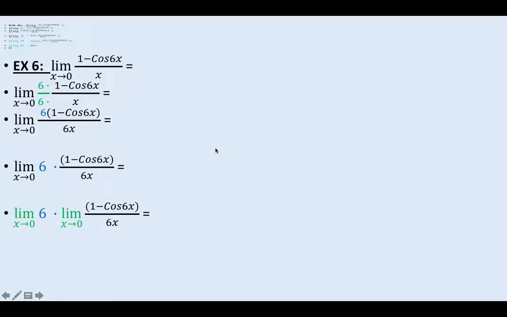I separate it into 2 separate limits. I know for sure that this is 0, and I know that the limit as x approaches 0 of 6 is just 6. It's just going to be 6 times 0. And anything times 0 is just 0. So basically from here, we could have already seen that fact. So you don't have to go into further steps if you can already see that limit.